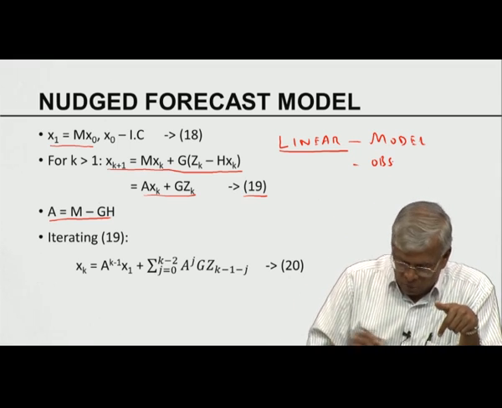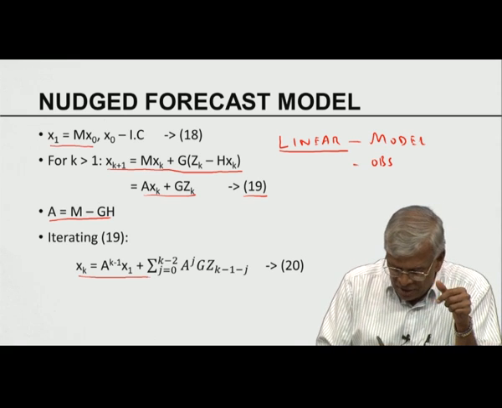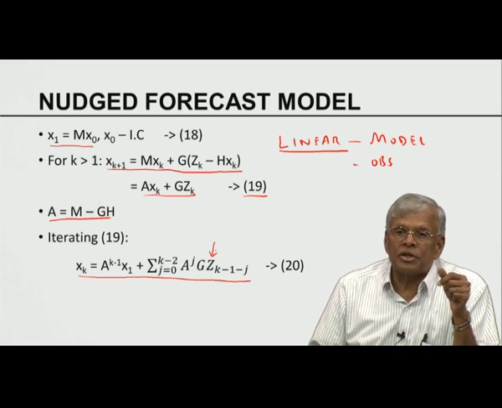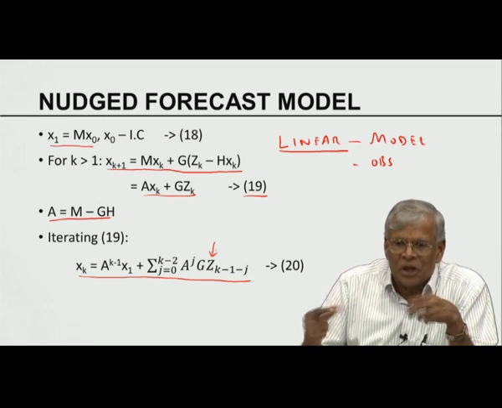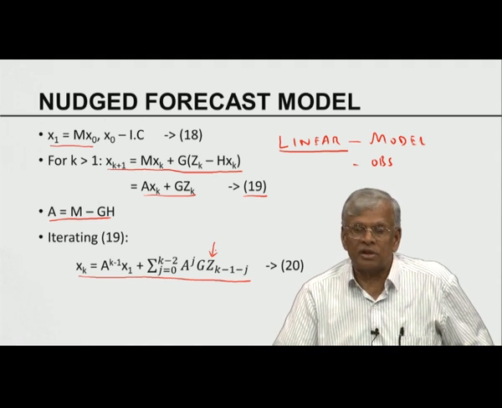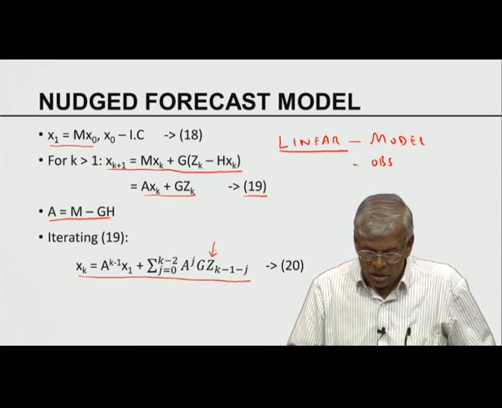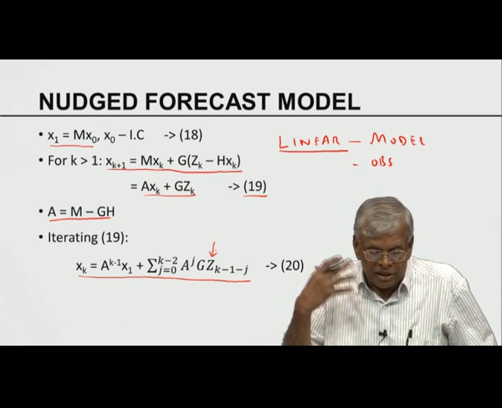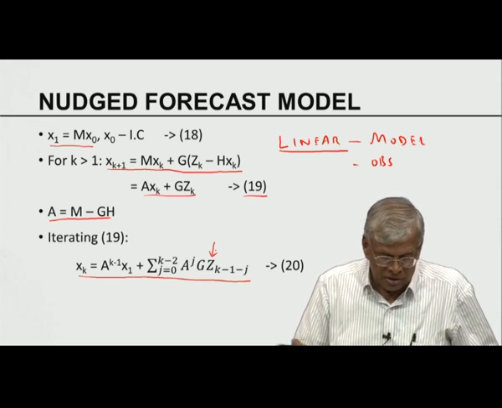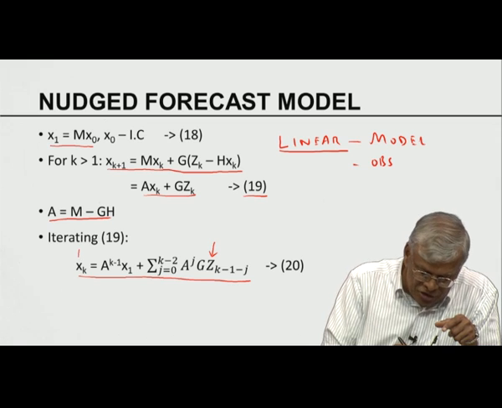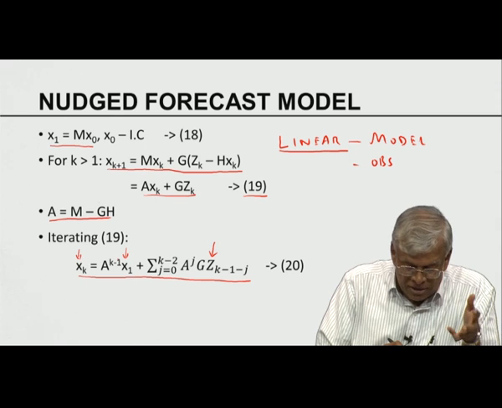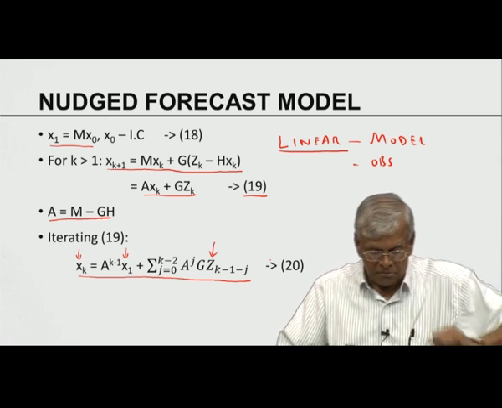So iterating this equation 19, I get this, and zk contains the unknown truth plus noise. So the noise is embedded within the zk term. I hope that is clear. So 20 is obtained by iterating 19. A simple iteration gives you the expression. So what is this expression? The nudged state at time k depends on the state at time x1 plus anything beyond.